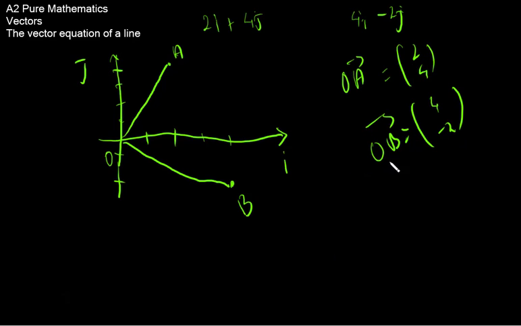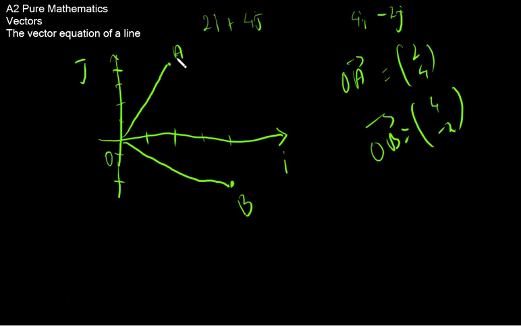Right, so to get to B, we need to go 4 to the right and down 2. To get to A, we need to go 2 to the right and up 4. So that's 2, 4. That's the basic idea of a vector. Now, the vector equation of a line.